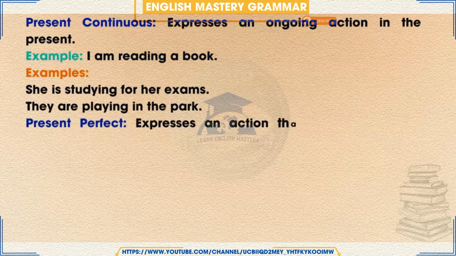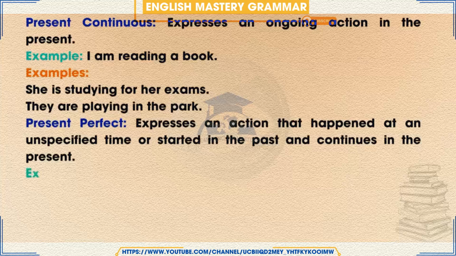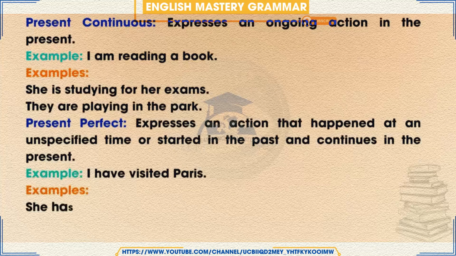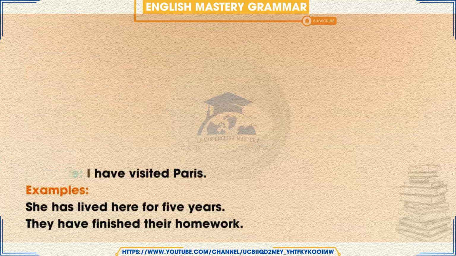Present perfect expresses an action that happened at an unspecified time or started in the past and continues in the present. Example: I have visited Paris. Examples: She has lived here for 5 years. They have finished their homework.